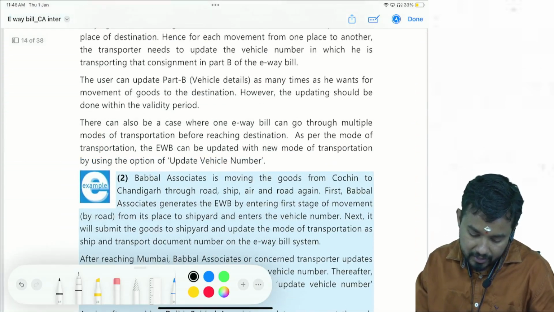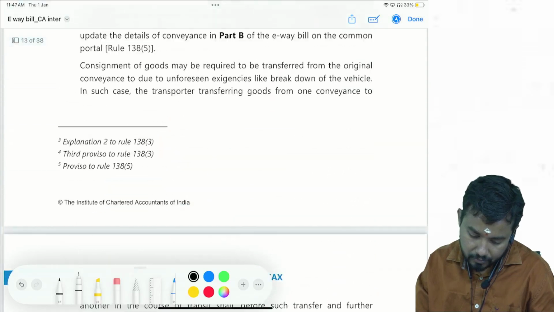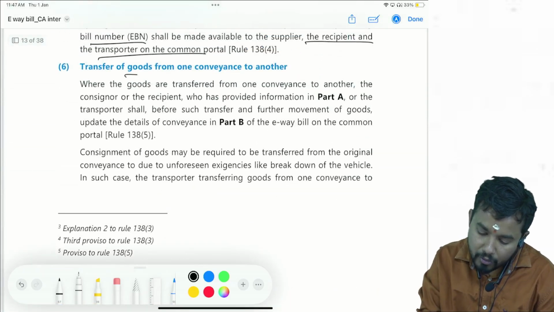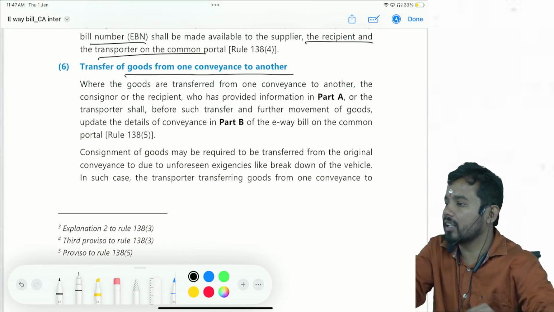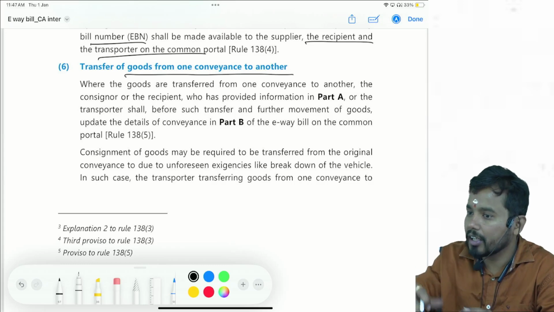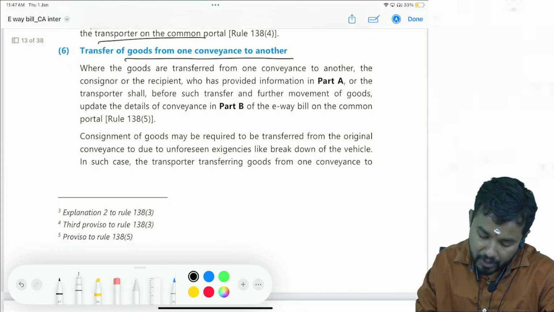Okay. Next concept, this is again important. Transfer of goods from one conveyance to another. From one truck you are transferring it to another truck. One lorry to another lorry, or one van to another van. Can I do it? That is the discussion here.